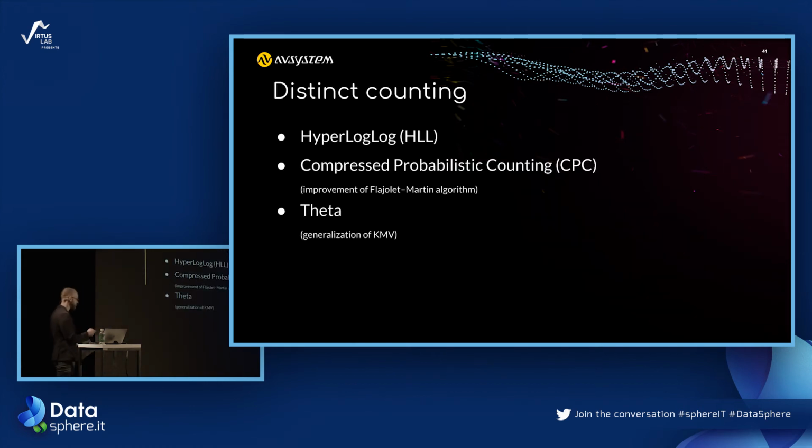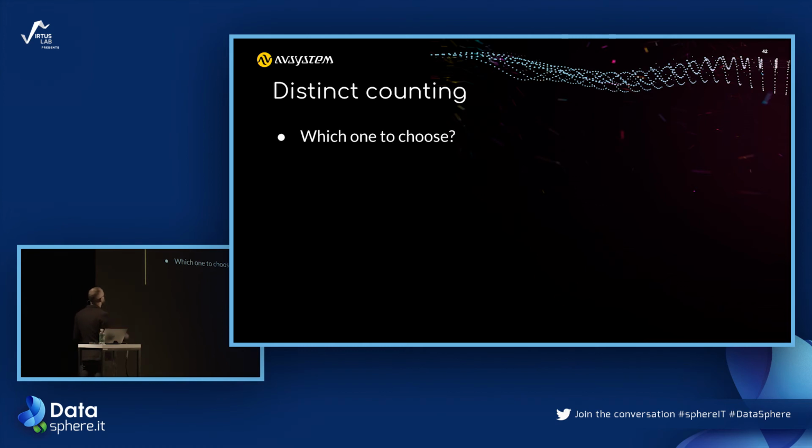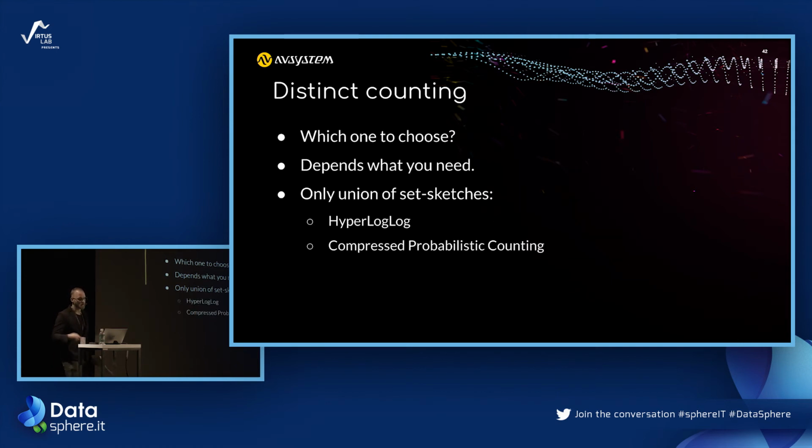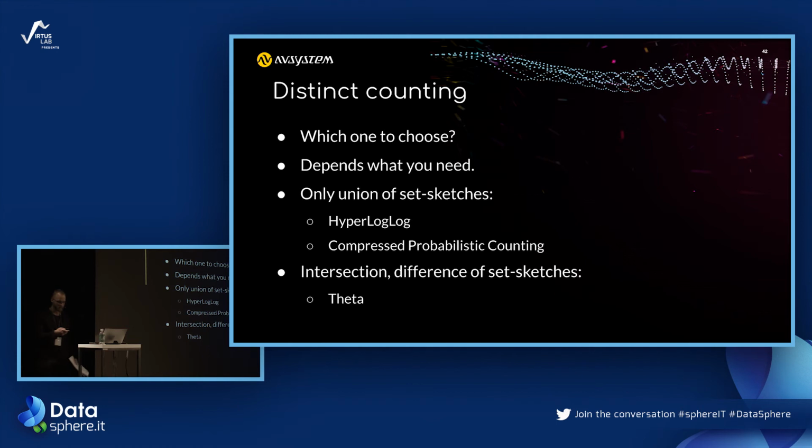Distinct counting. We have 3 sketches: HyperLogLog, Compressed Probabilistic Counting, and Theta. And now I want to briefly summarize these 3 sketches. Well, which one to choose? It depends on what you need. If you only need the union of set sketches, then HyperLogLog or Compressed Probabilistic Counting would be a better choice. But if you need intersections or differences of set sketches, then Theta would be a better choice.